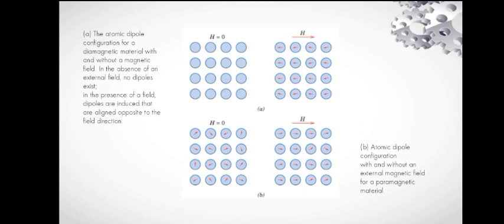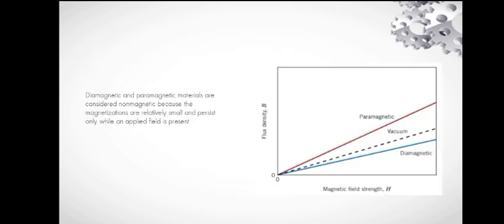So we can proceed now to this diagram, I mean figure. Diamagnetic and paramagnetic materials are considered non-magnetic because the magnetizations are relatively small and persist only while an applied field is present. In this figure, it is the schematic representation of the flux density B versus the magnetic field strength H for diamagnetic and paramagnetic materials. These magnetic responses differ greatly in strength.